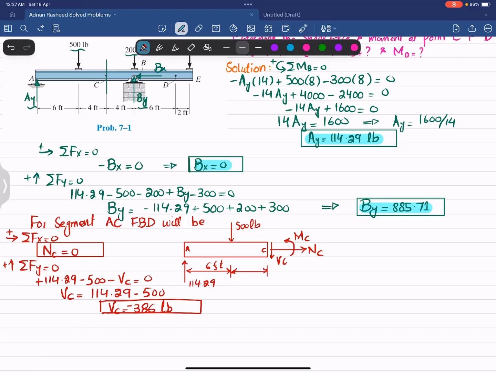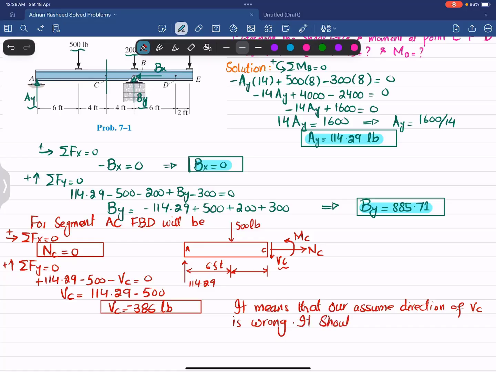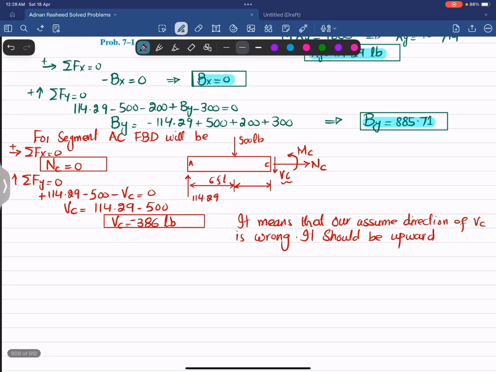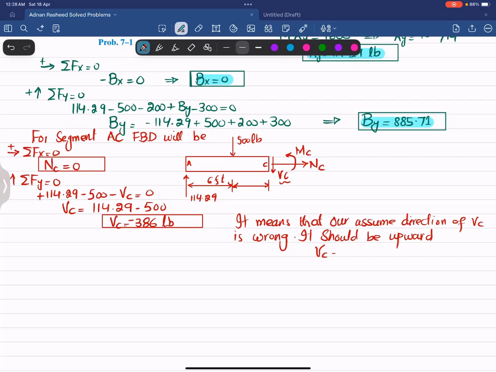Since this VC shear force is negative, it means that our assumed direction of VC, which we have taken here as downward, is wrong. It should be upward. So the correct answer is VC is equal to 386 pounds upward. Clear? This arrow sign is upward.